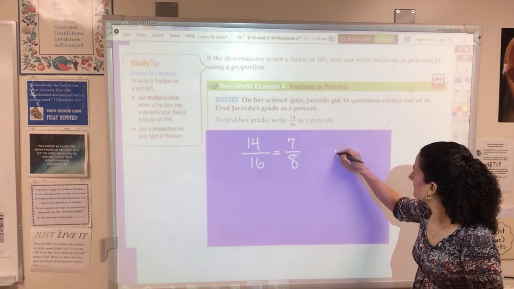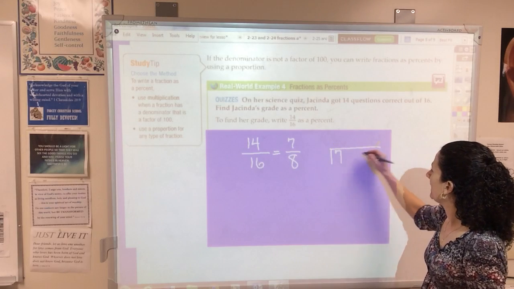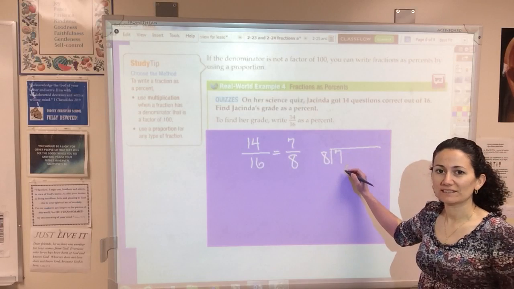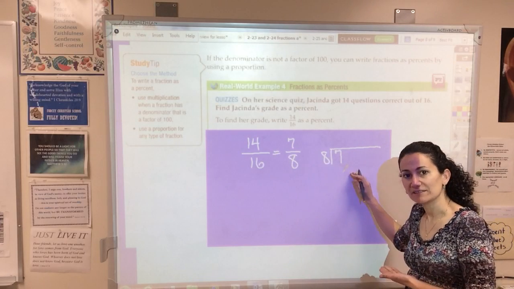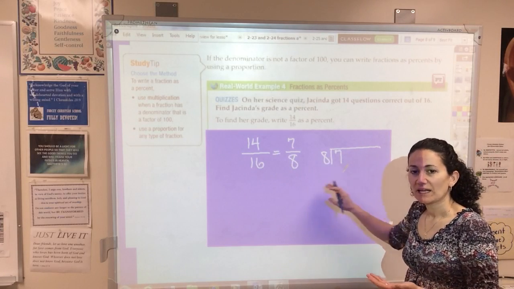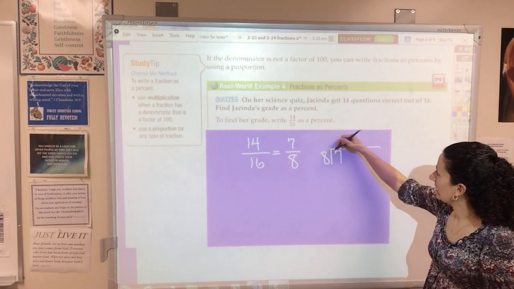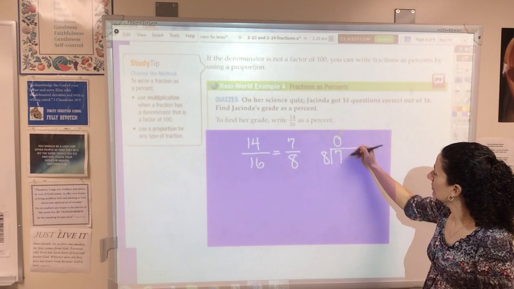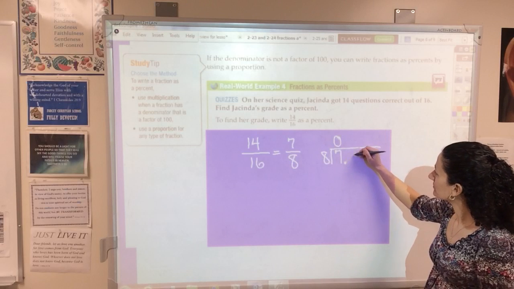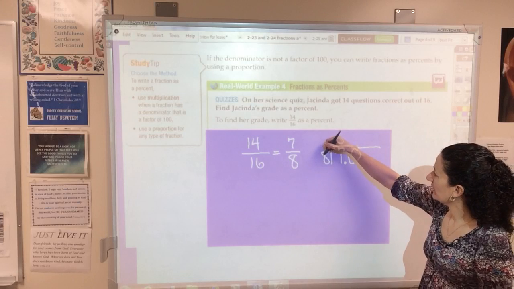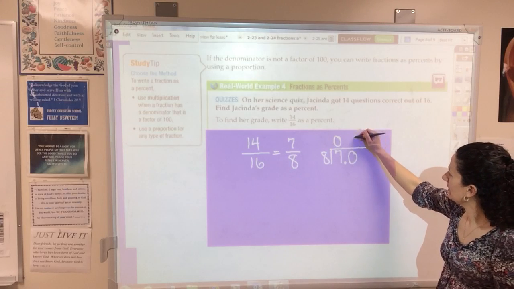I'm going to divide 7 by 8. And we already know this is how we convert a fraction to a decimal. Watch what happens and how we convert that decimal then to a percent. So I'm going to divide 8 into 7. That doesn't go. So I add a decimal and a 0. Now I'm dividing 8 into 70, and that's 8 times.